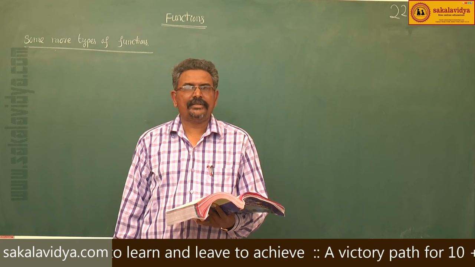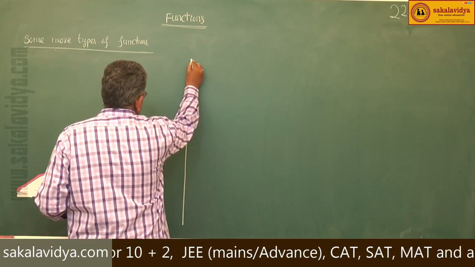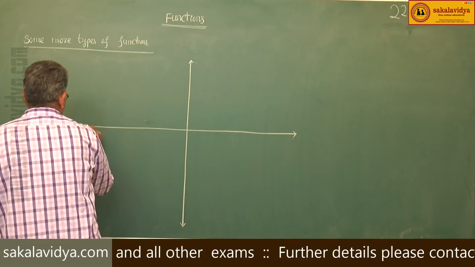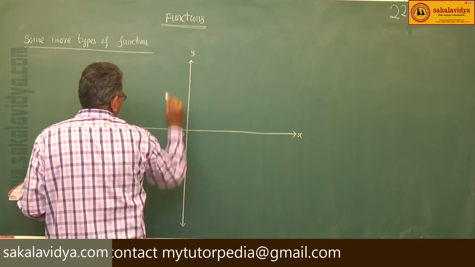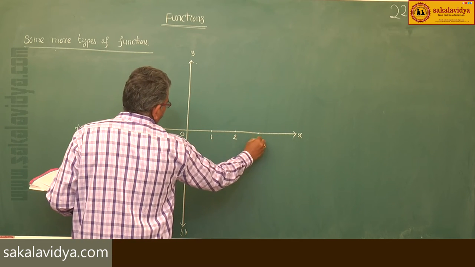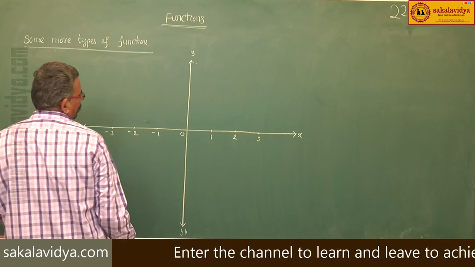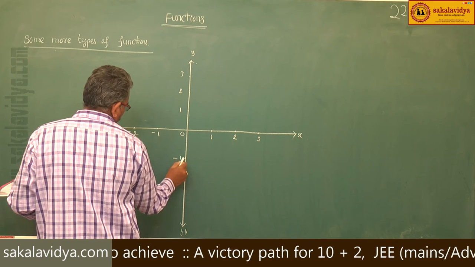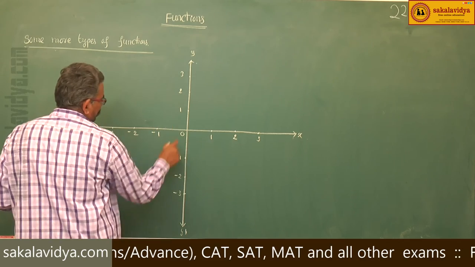Graph of greatest integer function. Zero, x dash, y dash, 1, 2, 3, -1, -2, -3. Next, 1, 2, 3, -1, -2, -3. So in between 0 to 1, the value is 0 only.